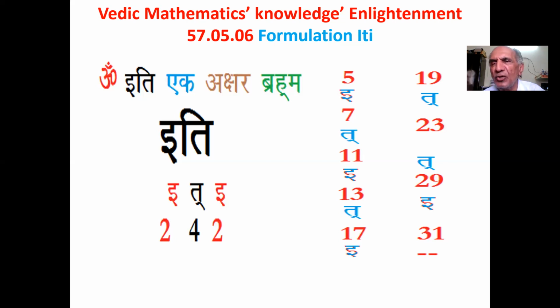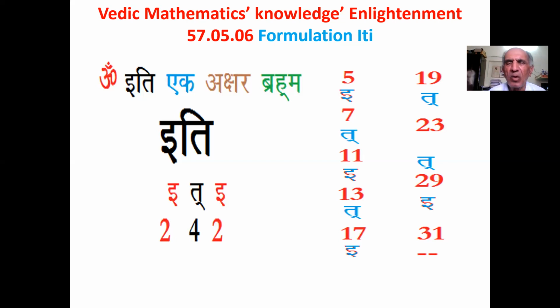and Iti is to be continued, then see, as depicted on the computer screen, from 5 with E we will reach 7, then with Ta we will reach 11, then with E we will reach 13, then with Ta we will reach 17, then with E we will reach 19, then with Ta we will reach 23, then with Ta we will reach 29, then with E we will reach 31.